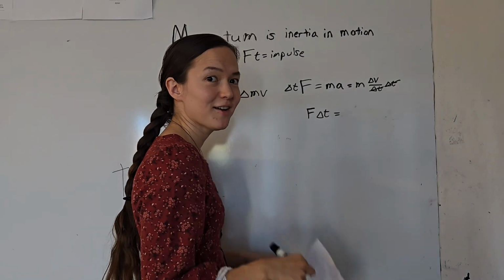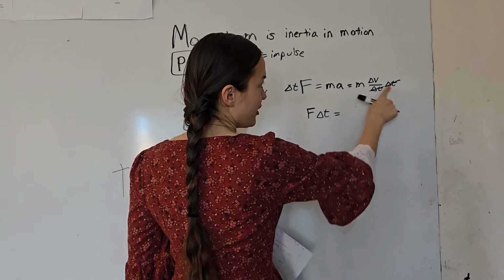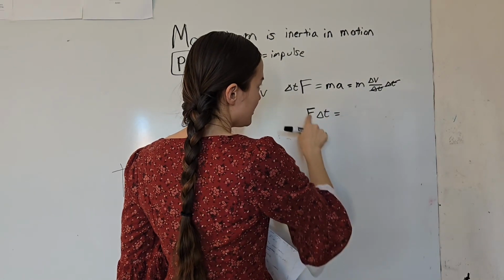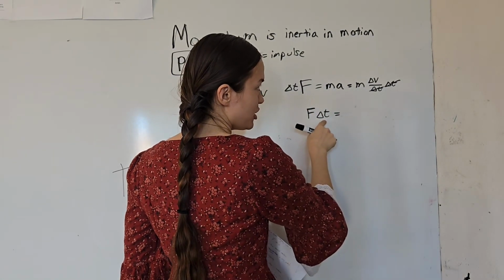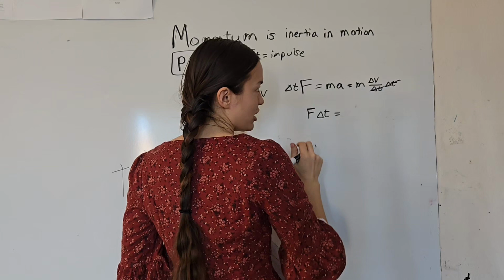All right, this way. So from here we've got force times the change in time equals mass times the change in velocity.